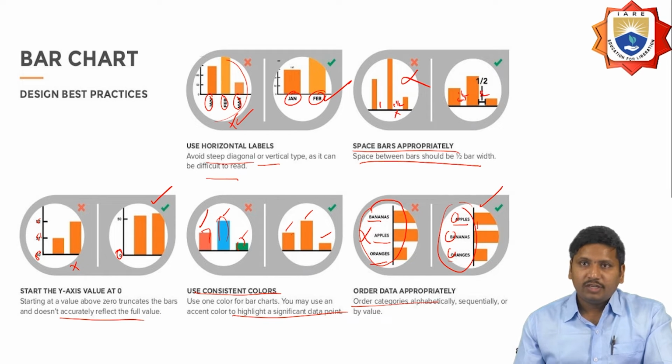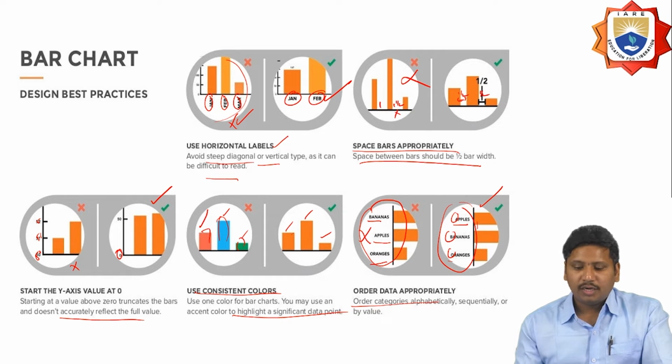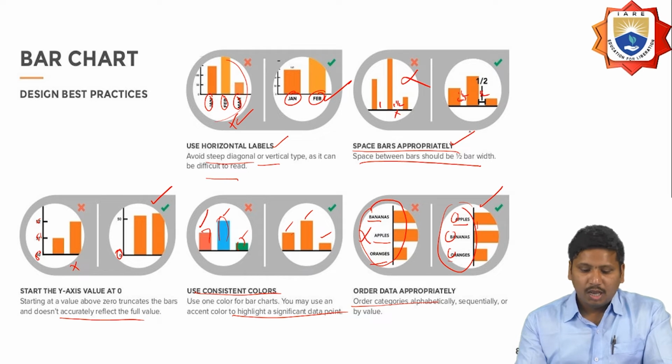Okay, so the very first one is to use horizontal labels instead of vertical labels, and then maintain equal space between the two bars, and then start the y-axis value at 0, use consistent colors, and then order the data.